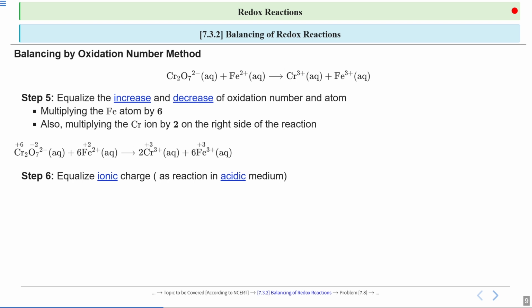Now, in step 6, you have to equalize the ionic charge. As it has already been mentioned in the question, when we consider the example of the reaction Cr2O7 2- plus Fe2+ gives Cr3+ and Fe3+, the reaction is taking place in acidic medium. If it is mentioned that the reaction is taking place in acidic medium, that means we will take the H+ ions, while if we are taking a basic medium, we will be dealing with the hydroxide ion, not with the H+ ion. So now, to equalize the ionic charge, we will add the H+ ions on the left side of the reaction.